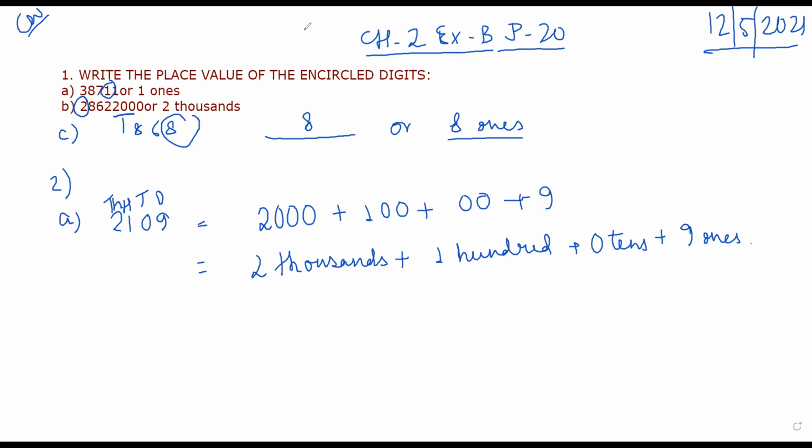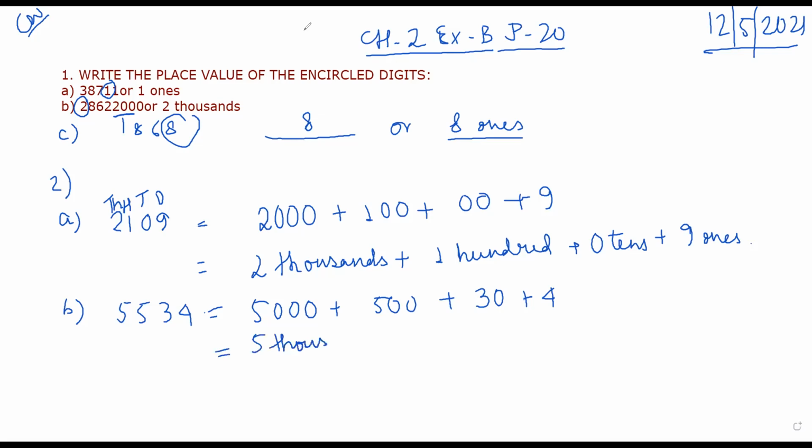So B sum also I am showing. The next two sums, C and D, you have to do now by yourself. 5534. Here you can write 5000, after that 500, after that 30, after that 4. So here we are going to write 5000 plus 500s plus 3 tens plus 4 ones. This is the standard procedure. C and D, you should do.